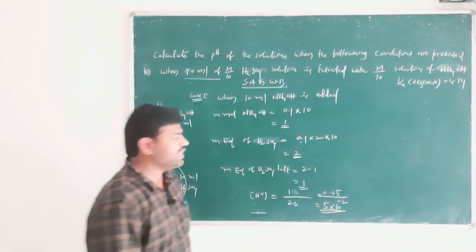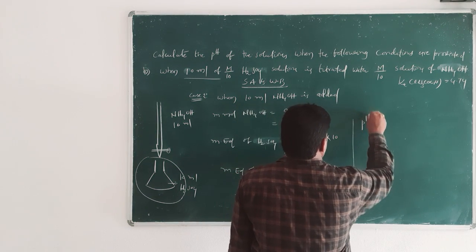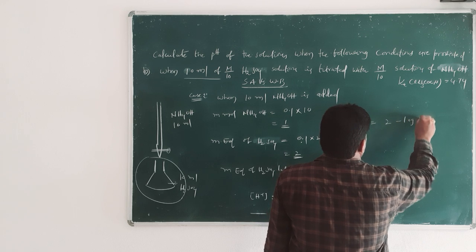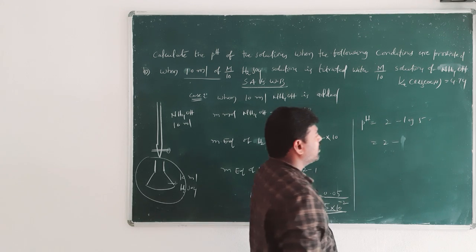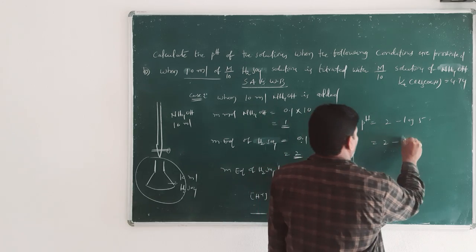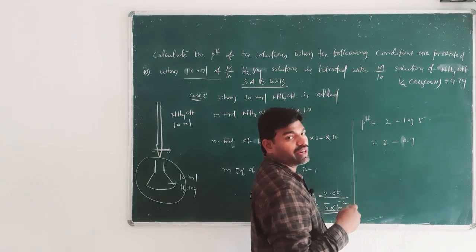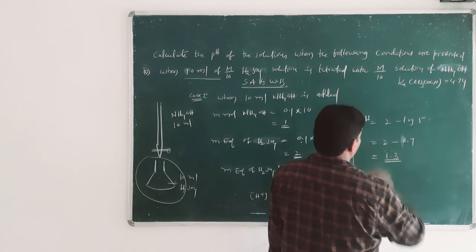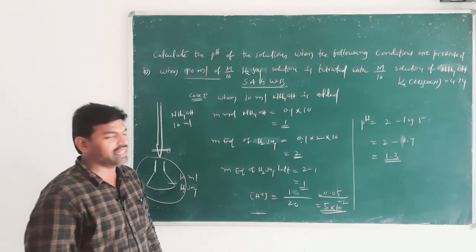We can get the pH: 2 minus log 5. Log 5 is 0.69, and we can write it as 0.7, which comes out to be 1.3. So, the pH of the resulting solution is 1.3.